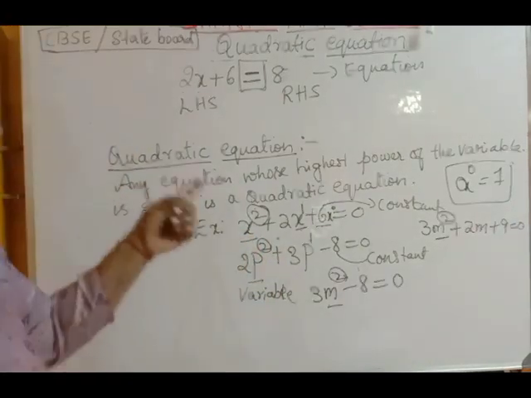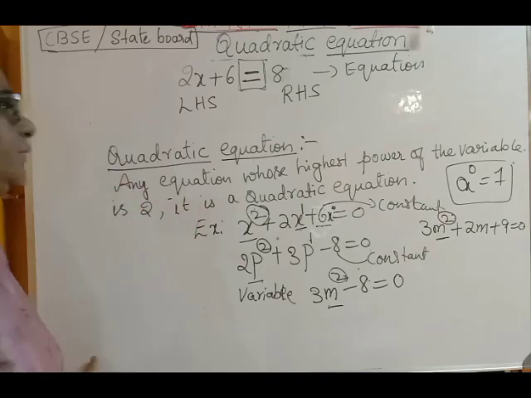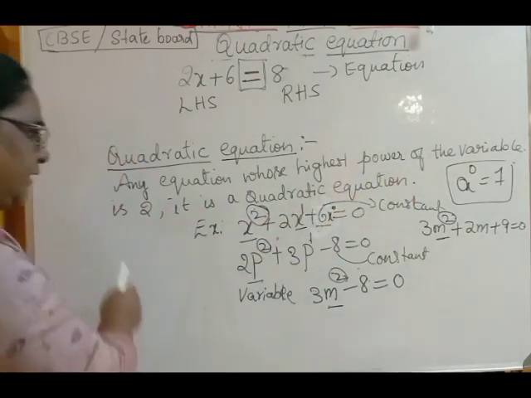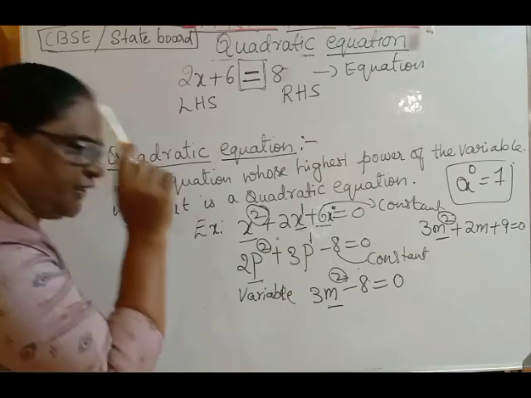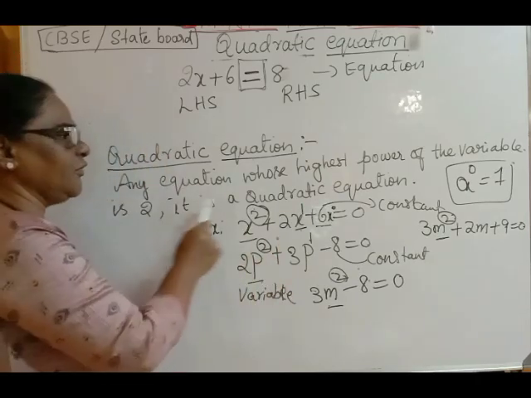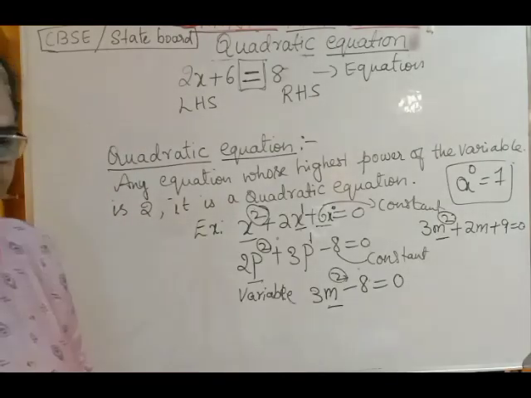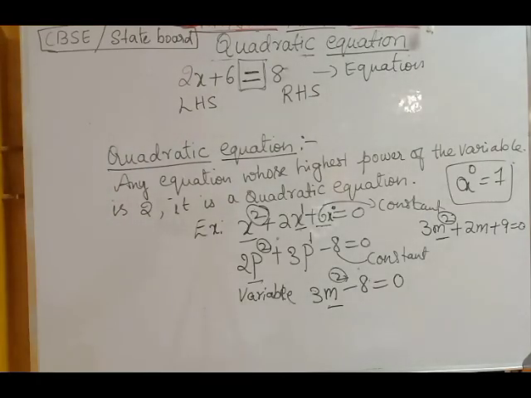So for any quadratic equation, you have to remember that the highest power of the variable is always 2. If the power is equal to 2, then we call it a quadratic equation. Next.